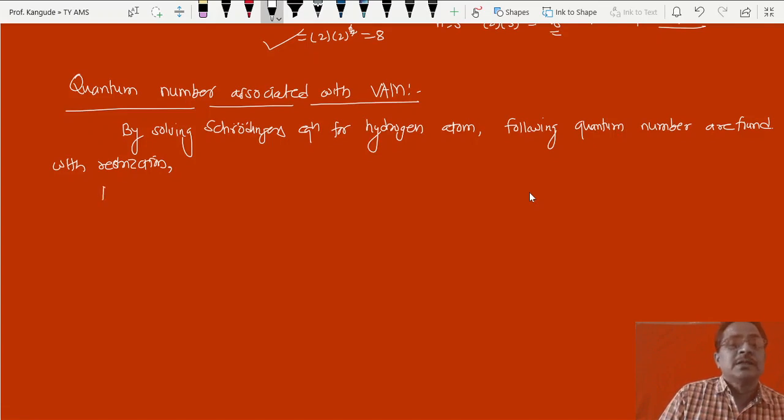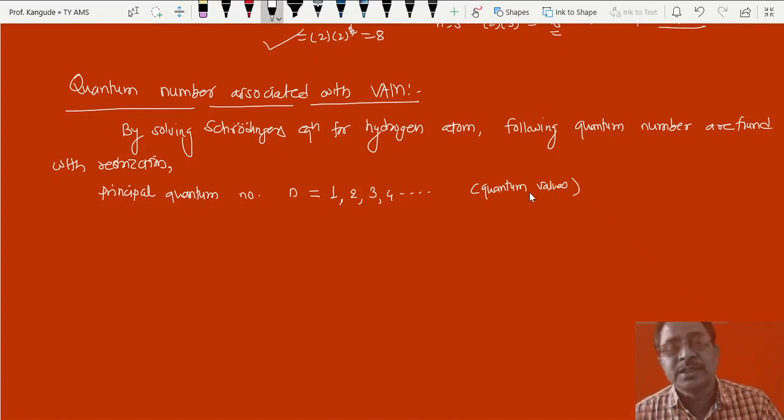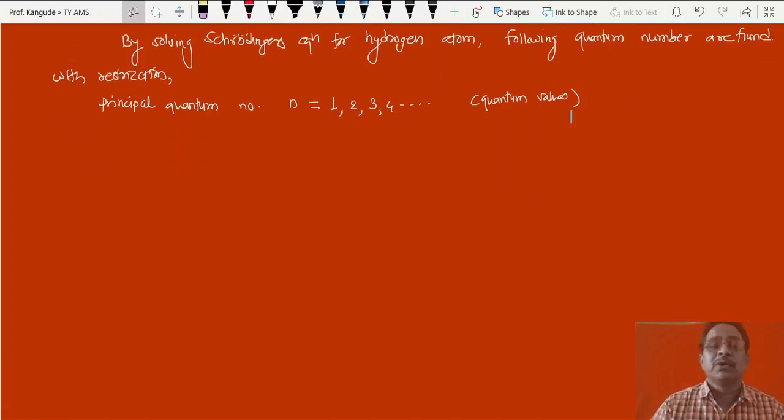First one is called the principal quantum number. This is given by the symbol n, and the restriction upon it is that it has to take values 1, 2, 3, 4 and so on. These are called quantum values. No fractional values for this n are allowed, and therefore when we measure the energy of the first orbit, second orbit, third orbit, etc., we have E1, E2, E3, etc. These energies are found to be in quantum states, and that is the first basic quantum number that we have to describe.